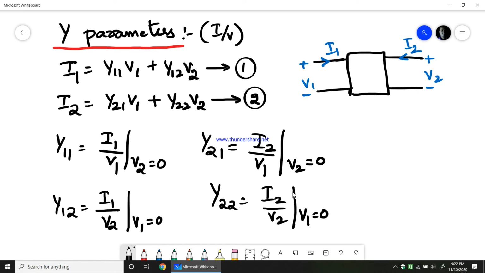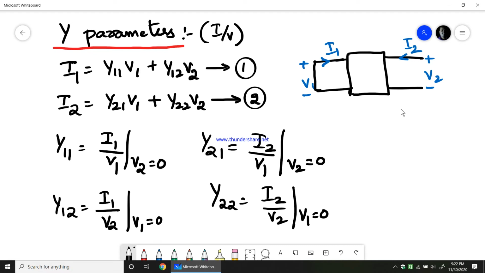So it means when voltage is 0, you are going to short circuit that terminal wherever the voltage is 0. So when V2 is 0, you are going to short the output port and then find out Y11 and Y21, by shorting the output port. Similarly, Y12 and Y22 are obtained by shorting the input port, because V1 is 0.